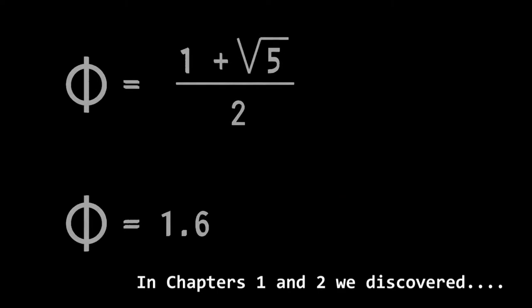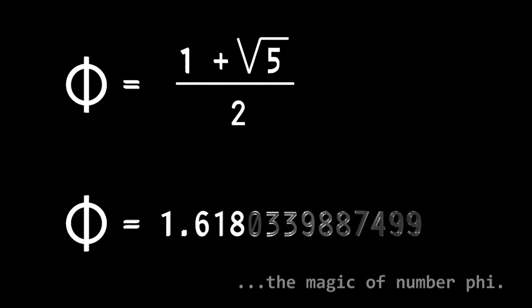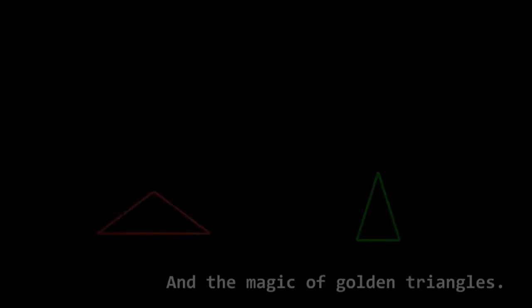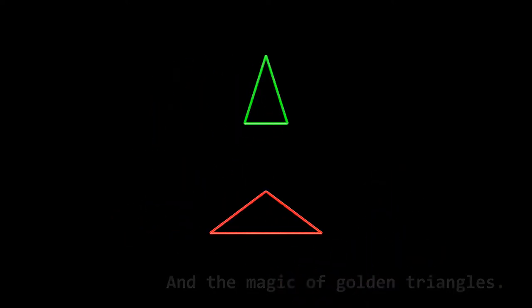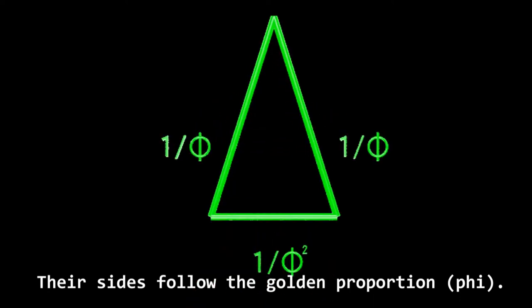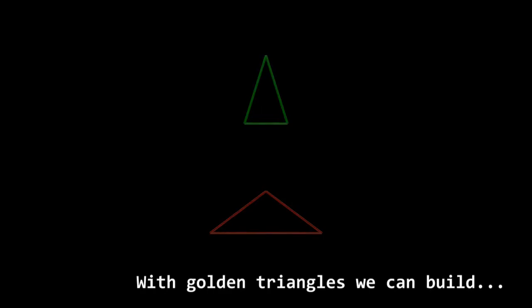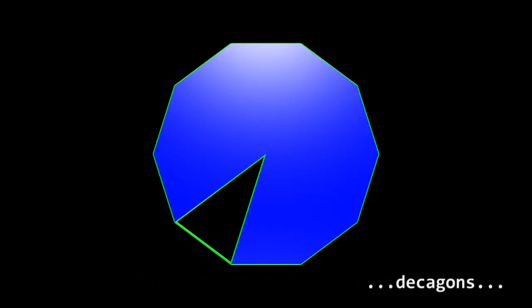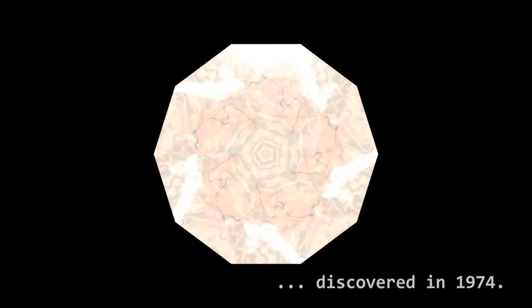In chapters 1 and 2, we discovered the magic of number 5. And the magic of the golden triangles. Their sides follow the golden proportion, 5. With golden triangles, we can build decagons, pentagons, pentagrams, darts, kites, rhombuses, and Roger Penrose figures, discovered in 1974.